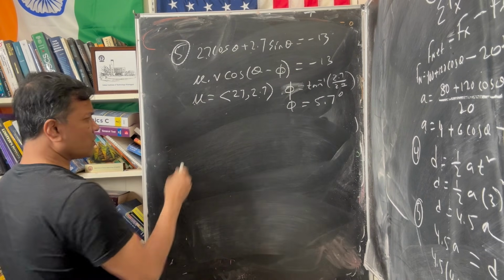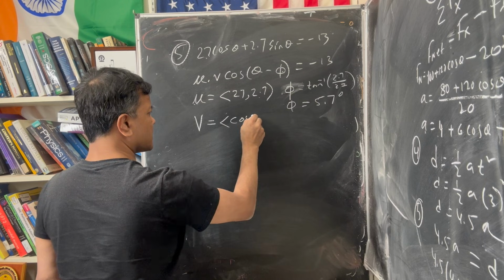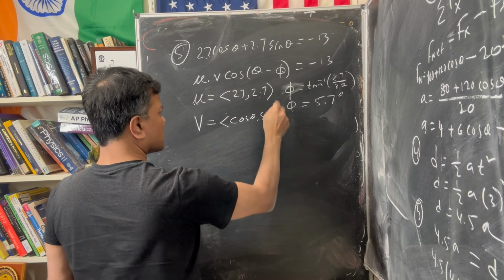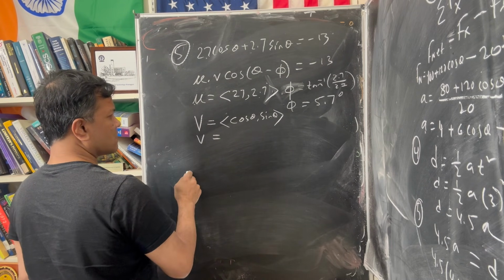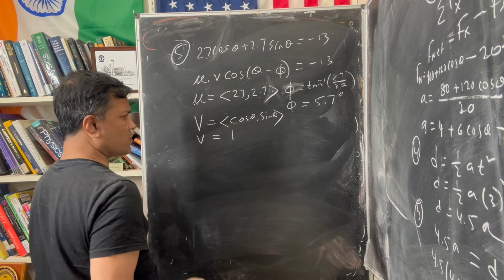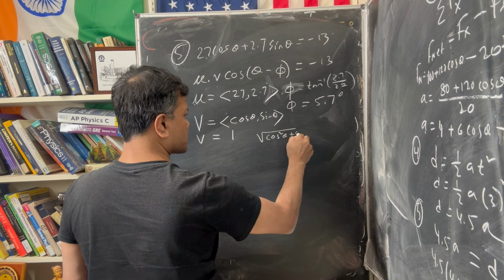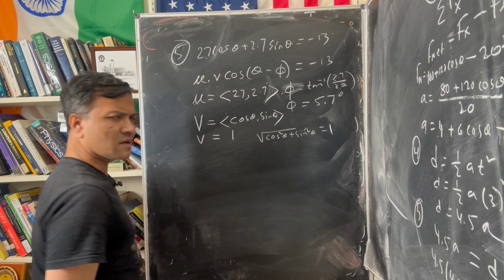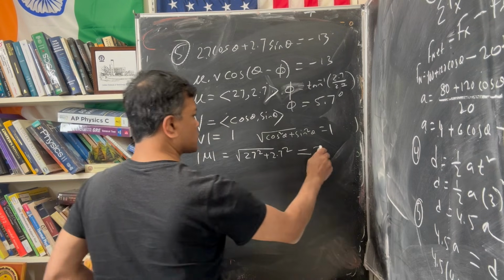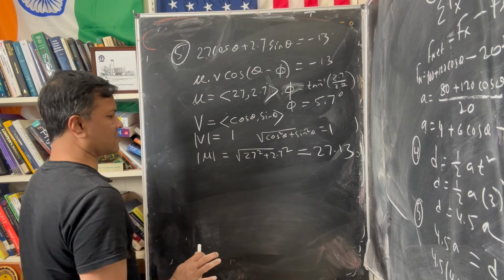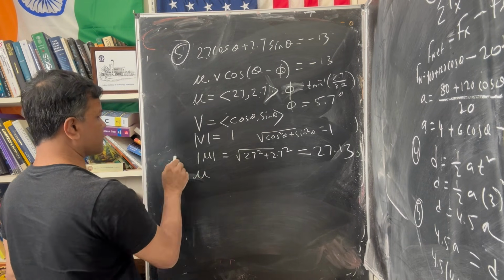Okay, what is V? V is cosine theta comma sine theta. What is the magnitude of V? The magnitude of V is 1. How is it 1? Because cosine squared theta plus sine squared theta is equal to 1 in the unit circle. So the magnitude of V is 1. What is the magnitude of U? 27.13. Great. Now, we're going to write U, and that is step 6.